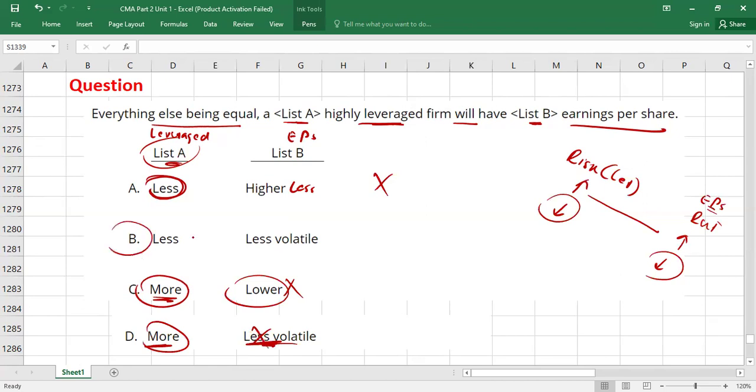Now look at B. Less leverage means less risk. Less volatile means less return because this list B is EPS. So less leverage, less return. So it means option B is the correct one. Understood, guys? Sometimes this kind of question will be available.